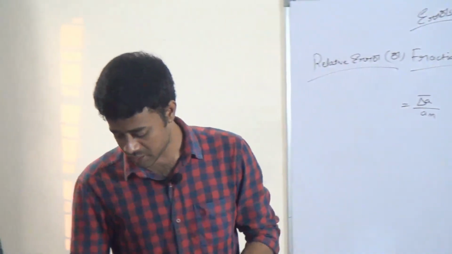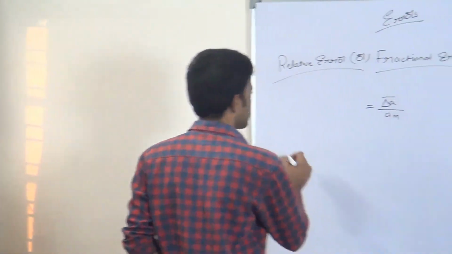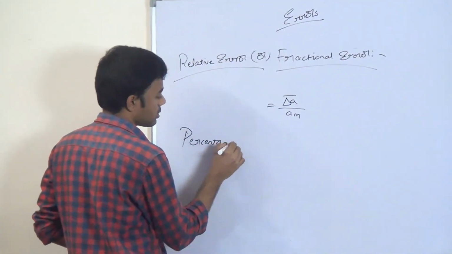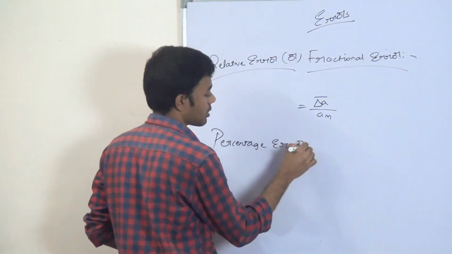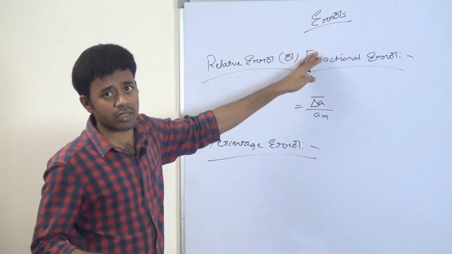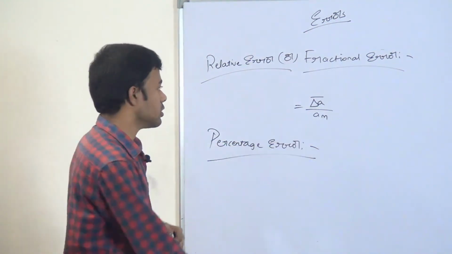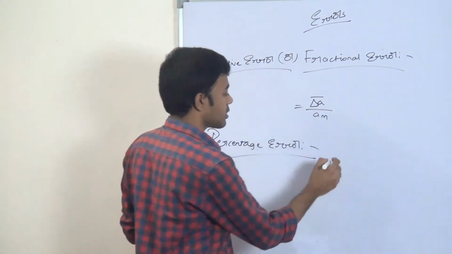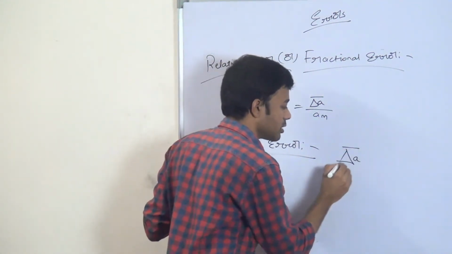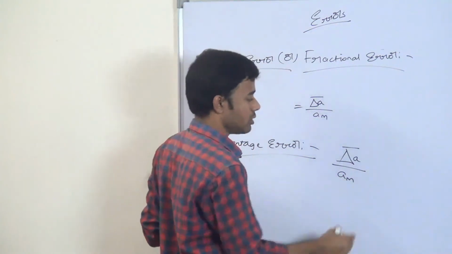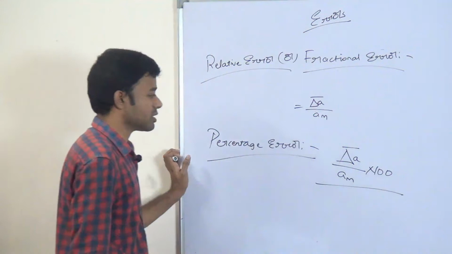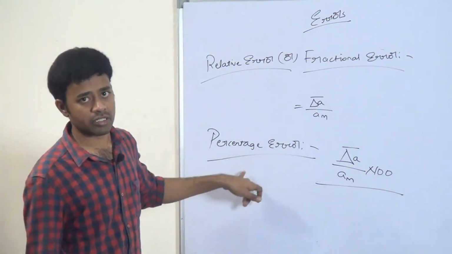At last we have the percentage error. Percentage error is the indication of this fractional error in terms of percentages. The fractional error is the mean absolute error by the mean value, multiplied by 100 gives the percentage. This percentage is called percentage error.